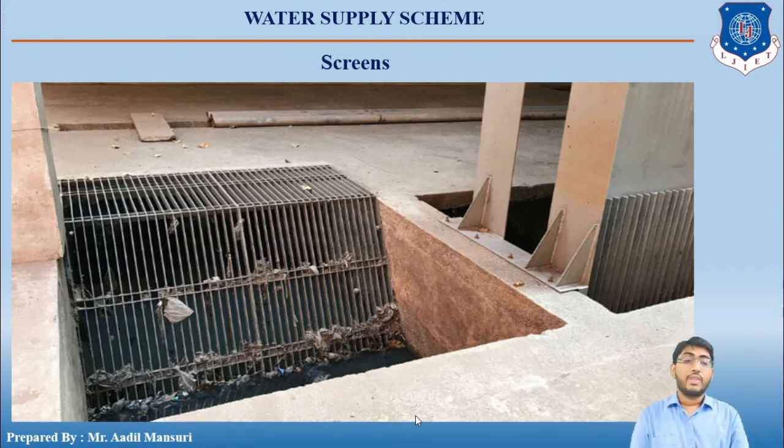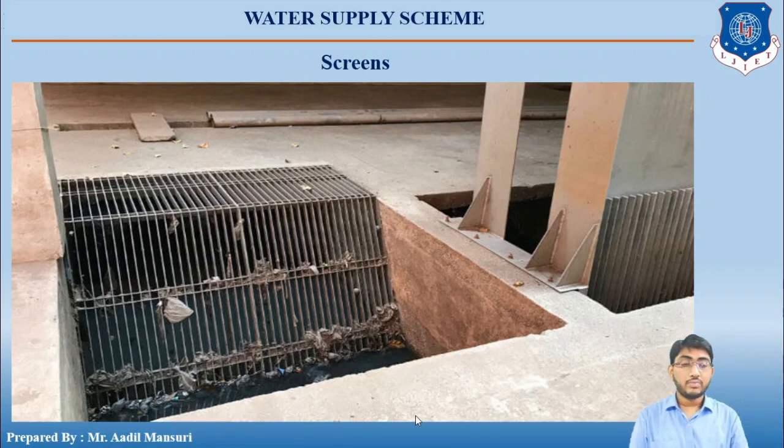Now, the coarse screens are normally kept at an inclination of 45 to 60 degrees with the horizontal, so that this will increase the opening area and reduce the flow velocity, right? So this will make the screens more effective. Here in the picture you can see that the screen is at an angle, right? Usually the screens are placed at an angle of 45 to 60 degrees with the horizontal.